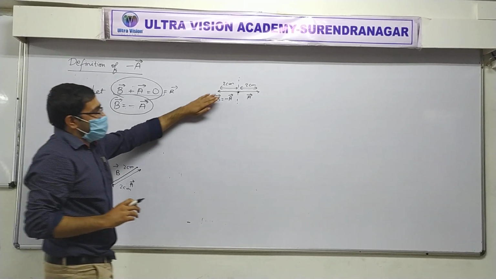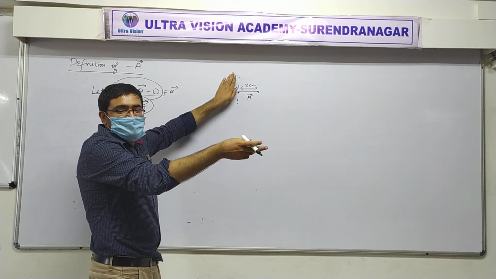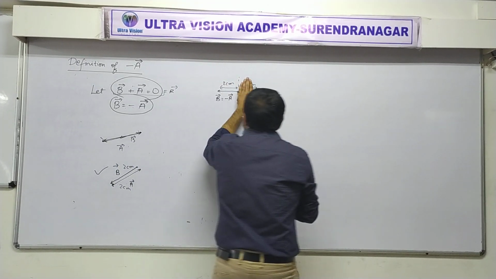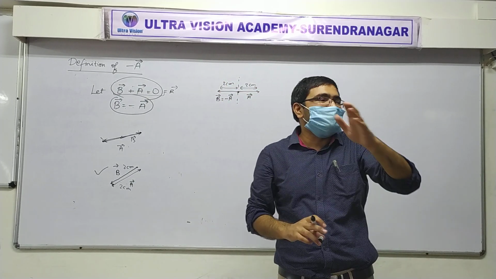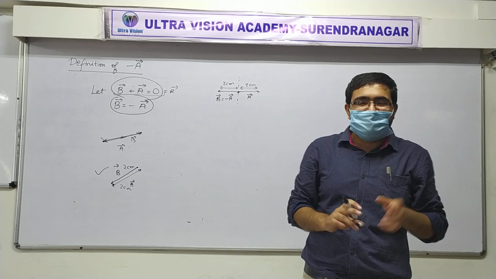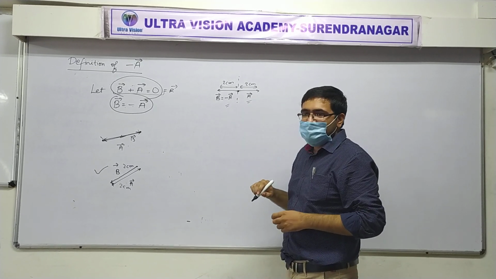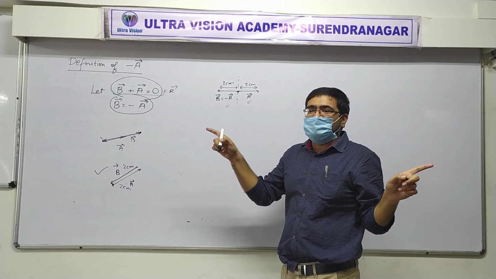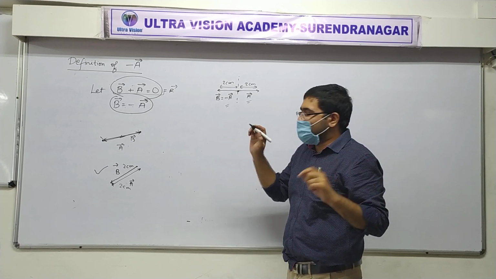Look at A vector. A vector is in which direction? Right side. How much magnitude? 2 centimeters. Look at B vector now. B vector is in which direction? Left side. And how much magnitude? 2 centimeters. So the direction of this A vector and this minus A vector are opposite, but the magnitude is the same.